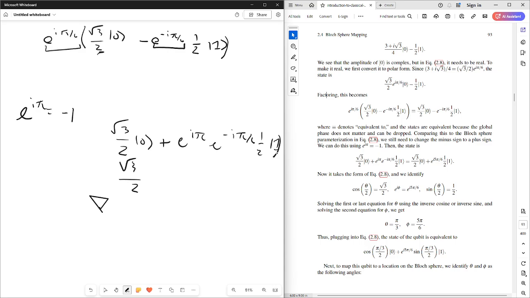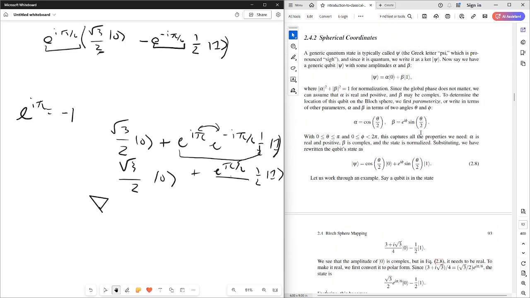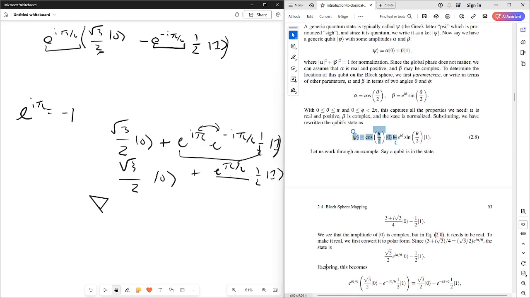And we wind up with square root of 3 over 2 state 0 plus e to the I 5 pi over 6, it's this part here evaluated, we combine these, 1/2 state 1. So now we're going to take the form of equation 2.8. Right, we're trying to get into this form here.